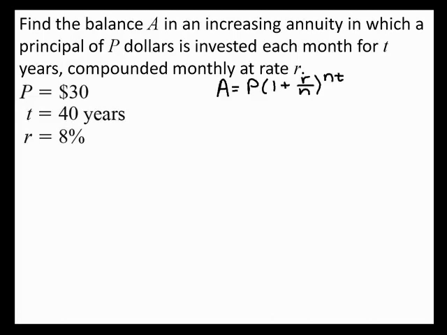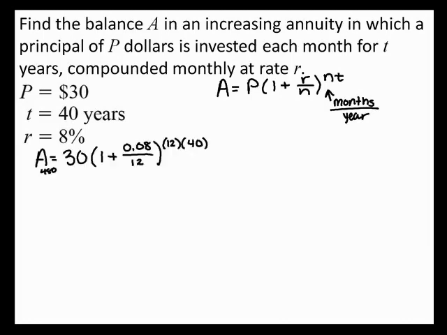Use the equation A is equal to P times the quantity 1 plus R divided by N raised to the NT, where N is the amount of months per year. Substitute 30 in for P, 40 in for T, 8/100ths in for R, and 12 in for N. Simplify 8/100ths divided by 12, and 12 times 40. Simplify 1 plus 66 10,000ths. You find that A sub 480 is equal to 30 times 1 and 66 10,000ths to the 480th.